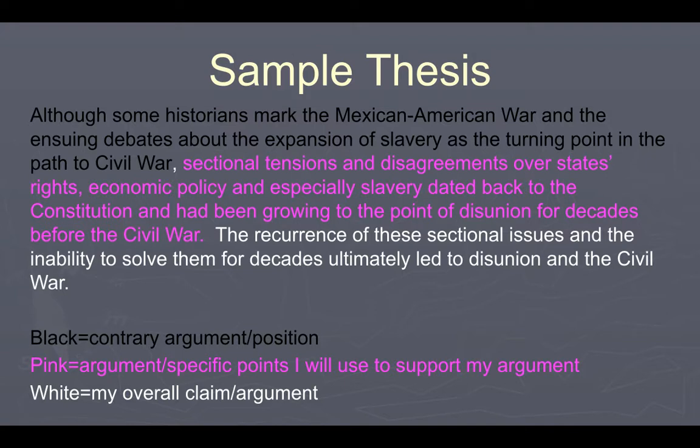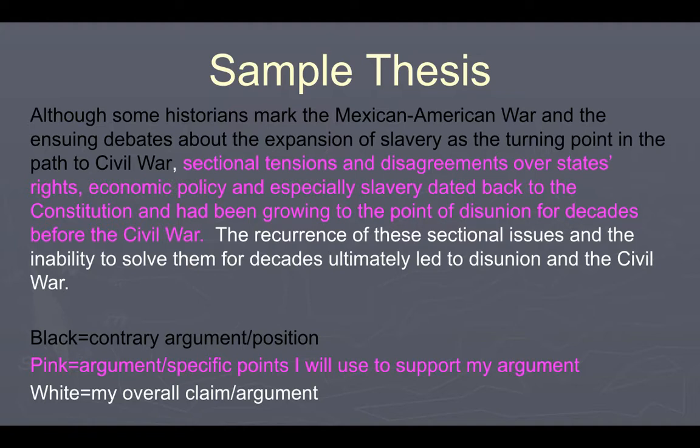One, it has a very clear claim, which is that these sectional issues and really the people's inability to solve them for the long haul was, in fact, what led to the disunion of the Civil War. I do point out that it wasn't necessarily the Mexican-American War, but in fact, long-standing issues. And by including that stuff in black, the counter argument, I'm setting myself up to have that complexity point. I'm showing that I understand that some people might say this, but this is what I actually think caused the problem.